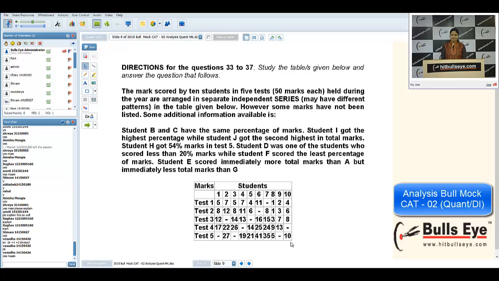Okay. Question number 33 to 37. Otherwise, it was a medium question. Calculation wise, it was difficult. Any problem in question number 33 to 37? Any problem in this set? If you face any problem in this set, please write the question number. Since I'm getting no answer, okay, Vasudha, 35th you said.